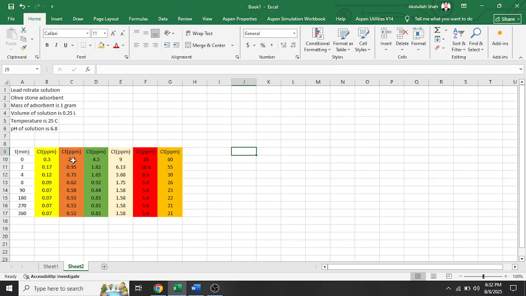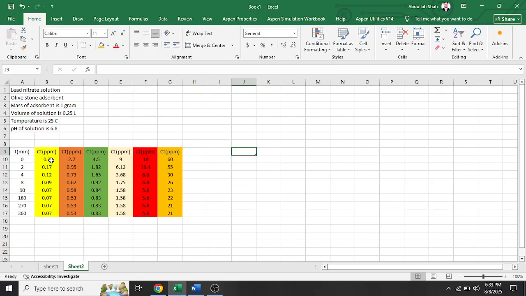Similarly, after that we will make a 2.7 ppm lead nitrate solution, take 0.25 liter from it, and perform our experiment, and so on. So these are the initial concentrations, and Ct is the concentration of lead ion in the solution with the passage of time. This Ct will be obtained with the help of a spectrophotometer.